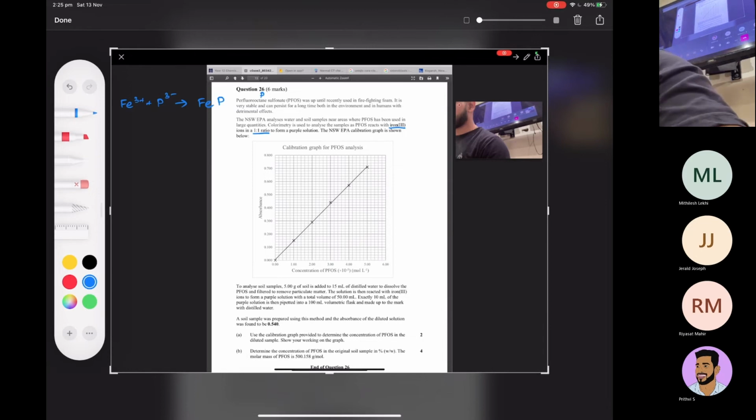Okay, so what color forms a purple solution? We want to write all our details underneath, right? So purple. That's all I've gotten so far. Do we care about the firefighting foam or the stable effects? No, it's not going to help us with the question, right? So you need to know how to extract the relevant information. Let's keep going. To analyze the soil samples, all right, who read this section and got confused?